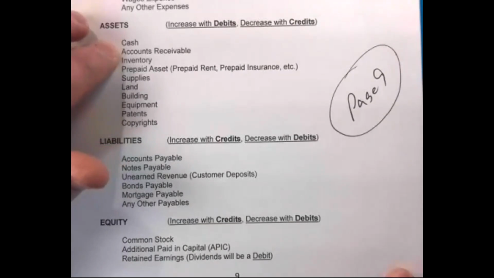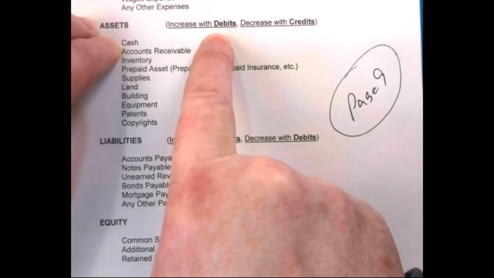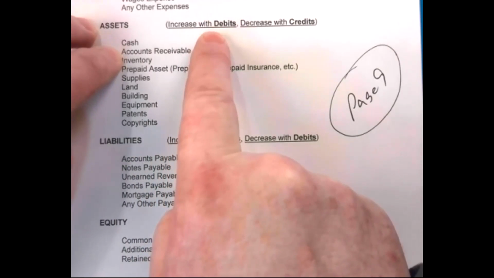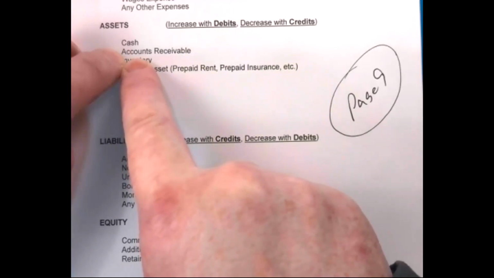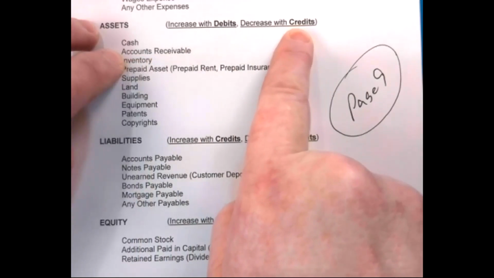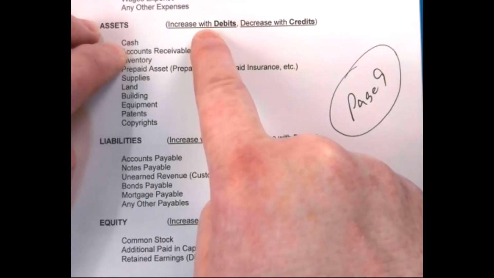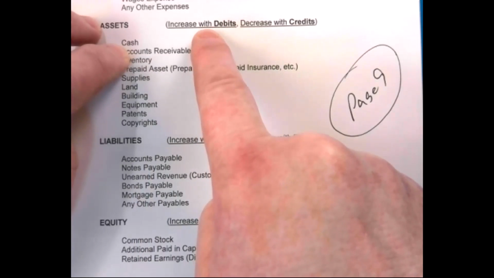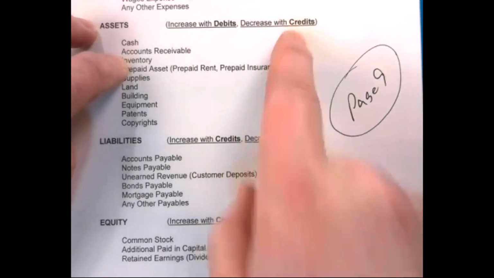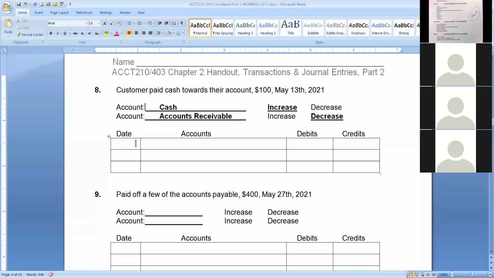So cash, it's an asset. It's going to increase with a debit. So cash is going up via debit. Accounts receivable, it's an asset, is decreasing with credit. And you guys have kind of learned the game now, I'm sure, that if you know one of them, you know what the other one is. So cash is going up with a debit. Actually, we're going down with a credit. All right, go back. So the date is May.